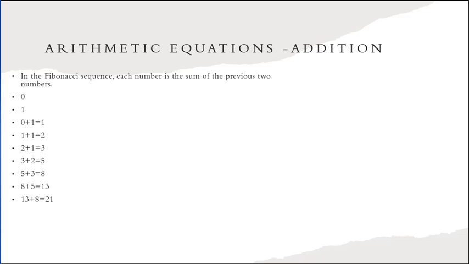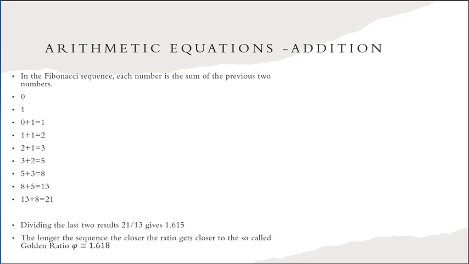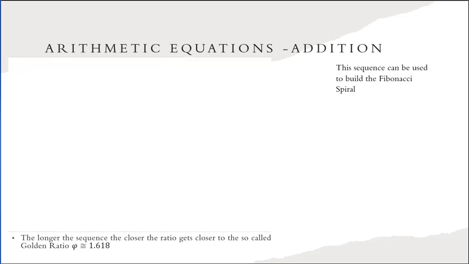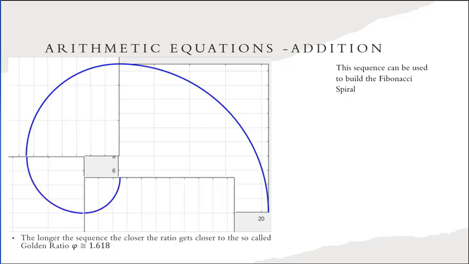We stop the sequence at 21 as those numbers are going to be used to build what is known as the Fibonacci spiral. Dividing the last two digits, 21 and 13, gives 1.615 approximately, which is very close to the golden ratio that is approximately 1.618. As for the spiral, it is built by using those numbers. No details are going to be given here on how to do it. The idea is to illustrate the concept.